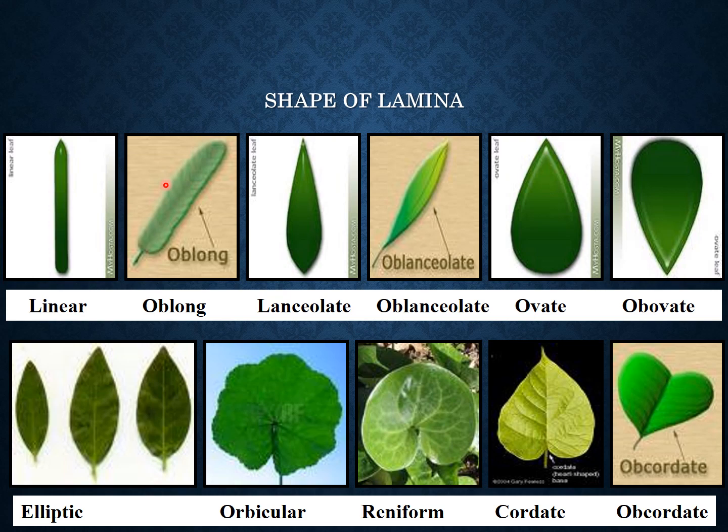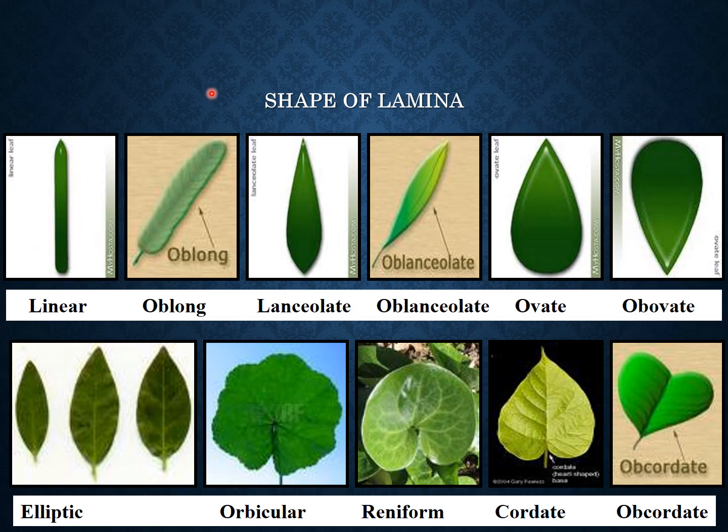Now let us discuss the different shapes of lamina. The shape of the lamina is determined by the length and breadth ratio and the position of the broadest portion. Here you can see the different types of shapes. These are found in different angiospermous families and different plants.